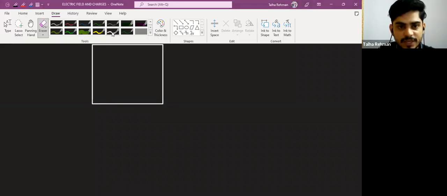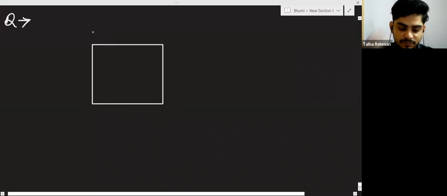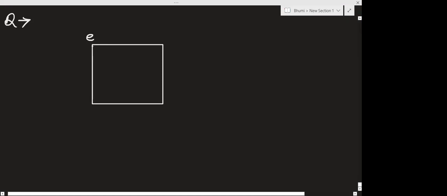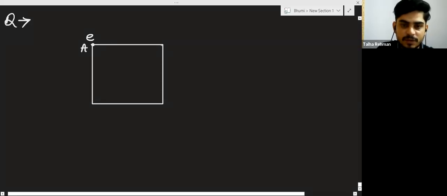So they are saying that here a charge E is placed at this point. At this corner A, this is the corner A of the square, charge E is placed, and this is plus E charge, and at the corner B, a charge of plus 2E is placed.